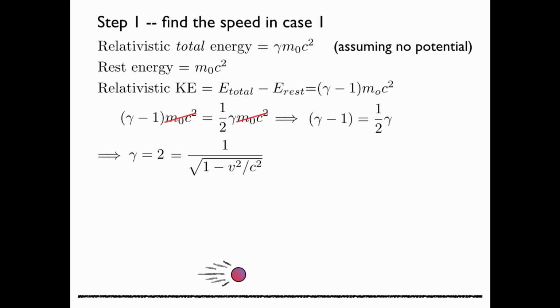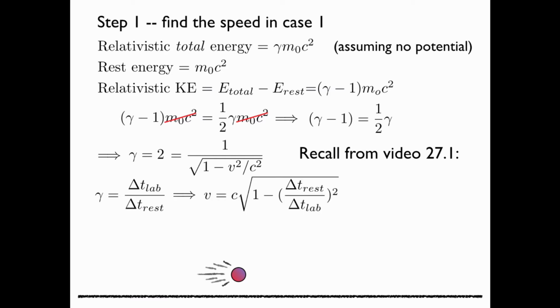And this is the formula for gamma. So we have to rearrange to solve for v. But if you recall from video 27.1, we already performed this calculation, so we don't have to repeat it. In that case, we started out with this relationship, that gamma is equal to delta T lab over delta T rest, and we solved it by algebraic manipulations for v. And v was given by this formula, and the quantity in parentheses inside the square root, notice, is the reciprocal of the value of gamma.